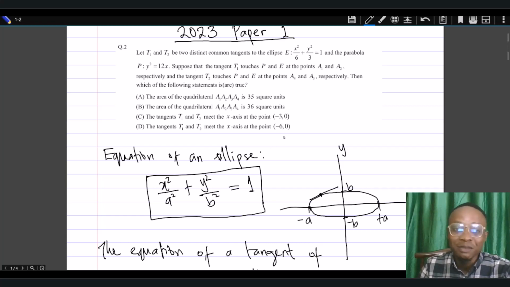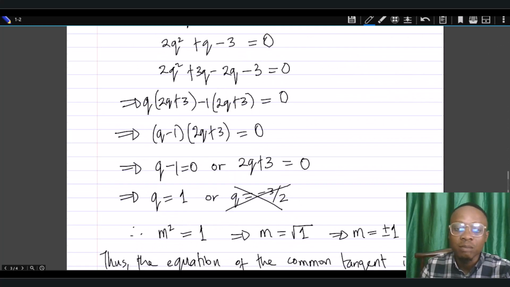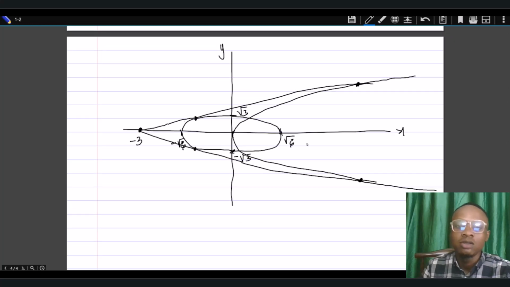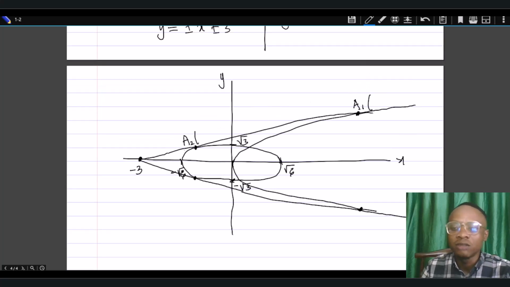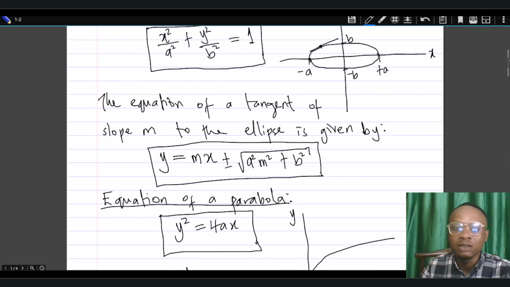Of course, we should take the one that is positive as T1, and it touches P and E at points A1 and A2 respectively. So where it touches the parabola is A1, where it touches the ellipse is A2. So we can come back to find out what the coordinates of this point will be. For now, let's just put in that label.